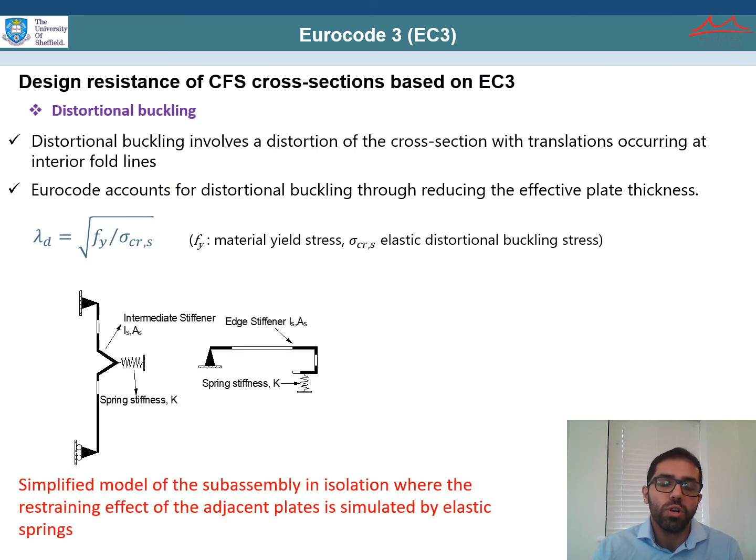This elastic distortional buckling stress is calculated by assuming a simplified model of the sub-assembly in isolation, where the restraining effect of the adjacent plate is simulated by elastic springs, as you can see in the picture proposed by Eurocode.